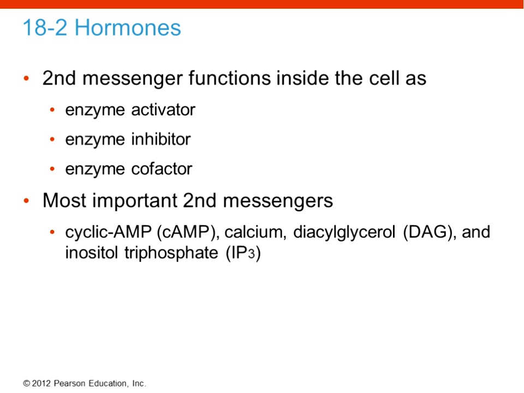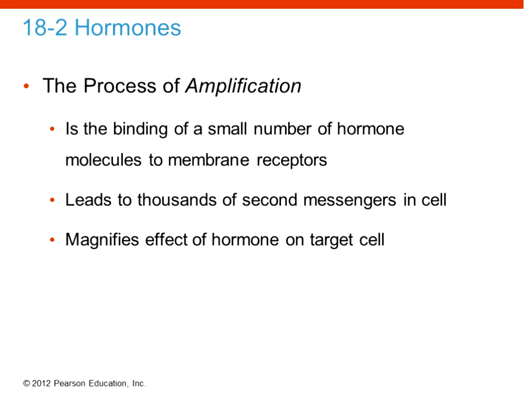Okay? Secondary messengers, once they're activated, are typically an enzyme activator, could be an inhibitor or a cofactor also, but ultimately the secondary messenger is what's going to carry out the desired effect the hormone is trying to have at the target. And so there are many different secondary messengers. Cyclic AMP is one that we'll look at, calcium, IP3, DAG, these types of secondary messengers. We'll look at how those work.